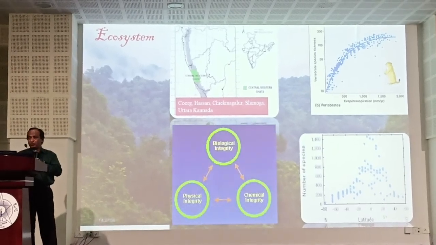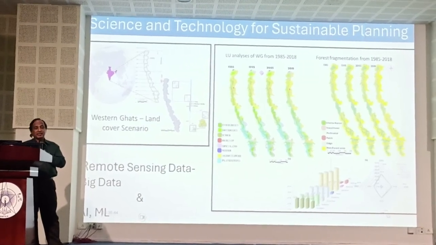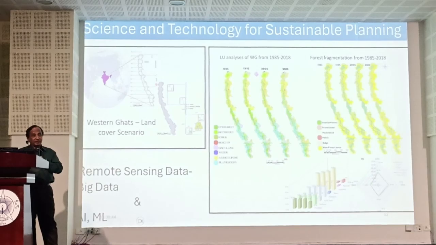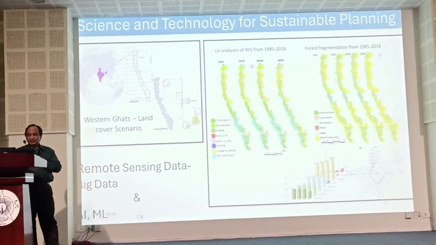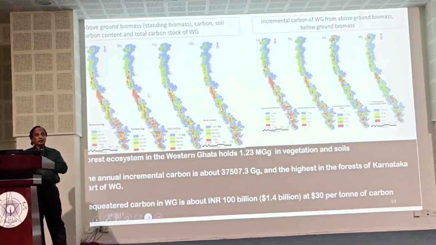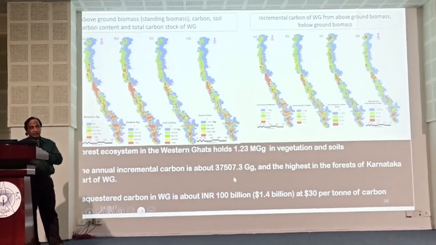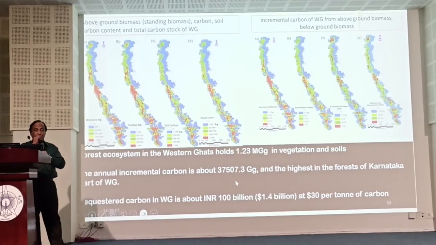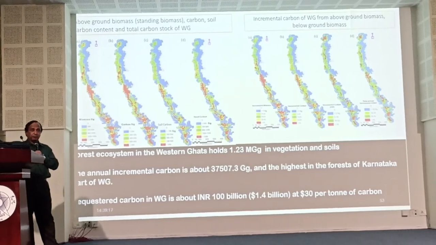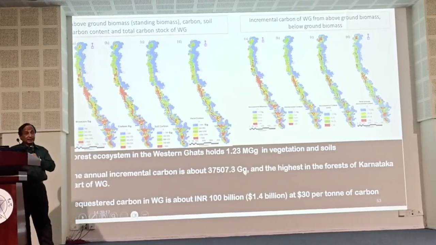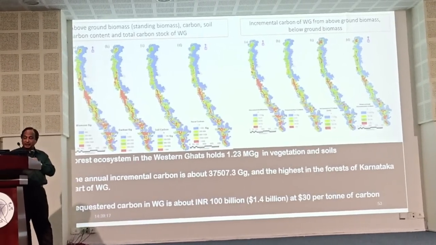Okay? So now, if you want to conserve, how does science help? We have tried to understand how the degradation is happening using remote sensing data with artificial intelligence and machine learning. We also tried to look at the fragmentation, and we looked at what is the carbon stored, which amounts to about 100 billion rupees. And every year about 37,000 gigagram of carbon is stored by the plants in this region. That means they are trying to balance the carbon that is emitted in Trivandrum, Cochin, Mangalore, etc. Nature is doing the job. But we do not understand that we are converting that native forest into buildings, etc.